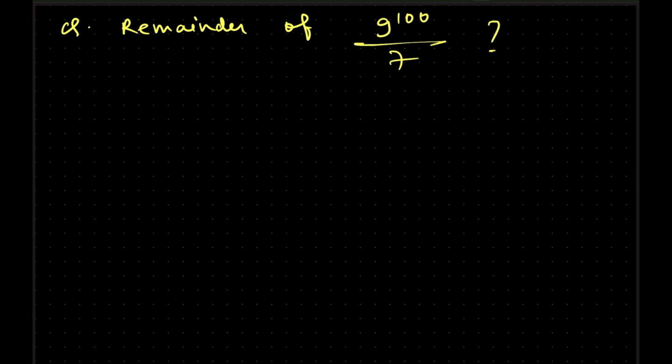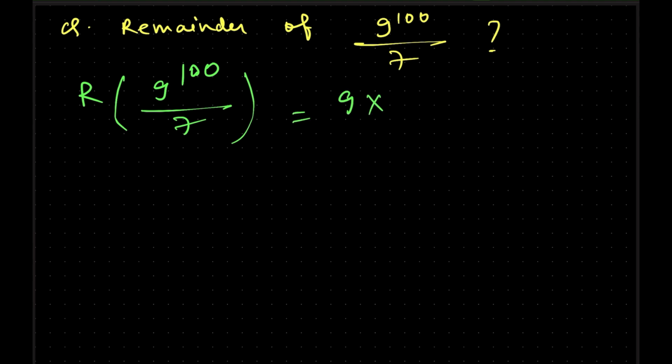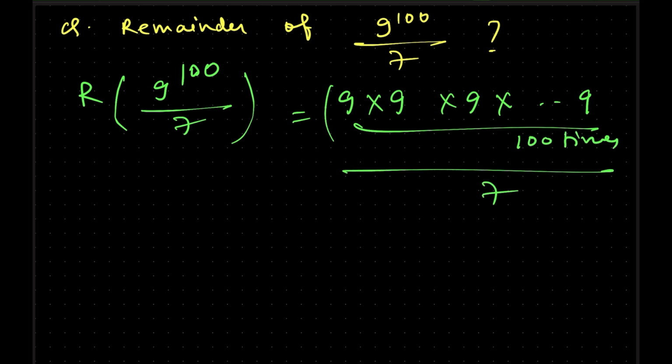Now we will see a more difficult question so that we can have good practice. What is the remainder when 9 to the power of 100 is divided by 7? We can expand 9 to the power of 100 as 9 into 9 into 9, 100 times, divided by 7. Each 9 divided by 7 gives remainder 2, again 2, similarly 100 times.